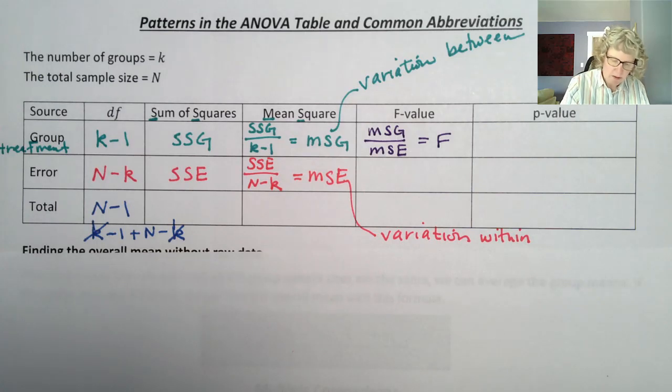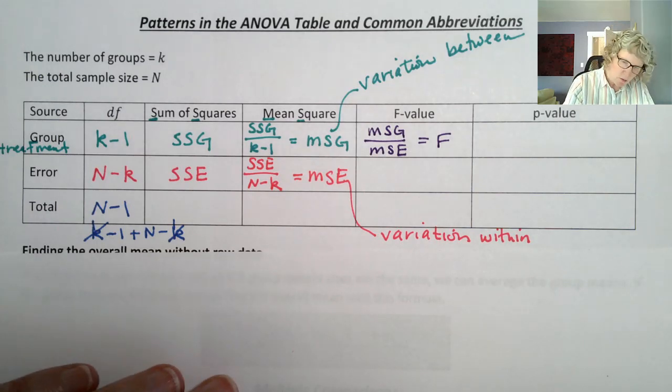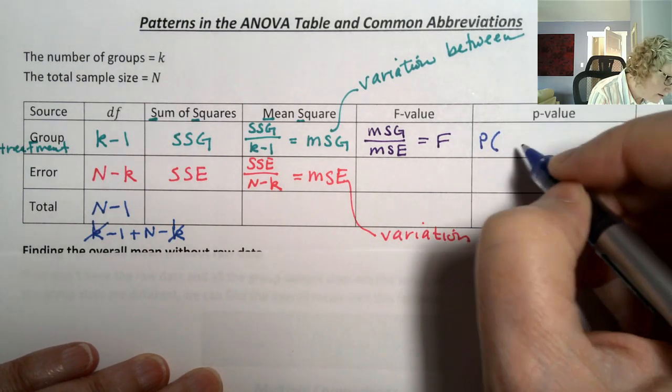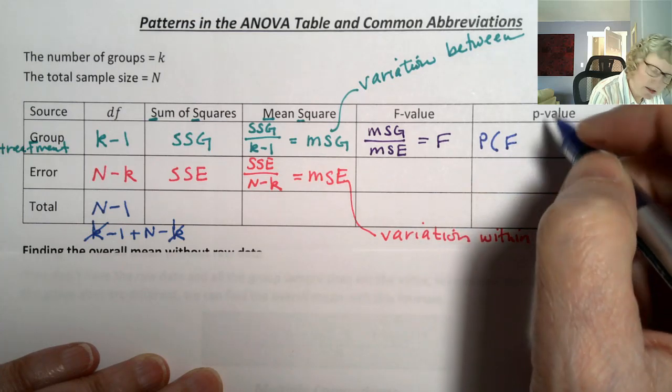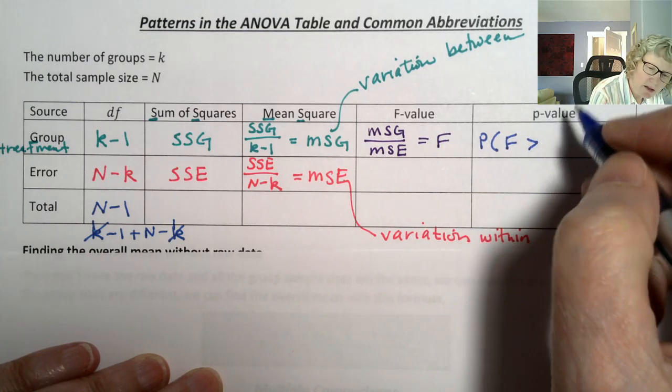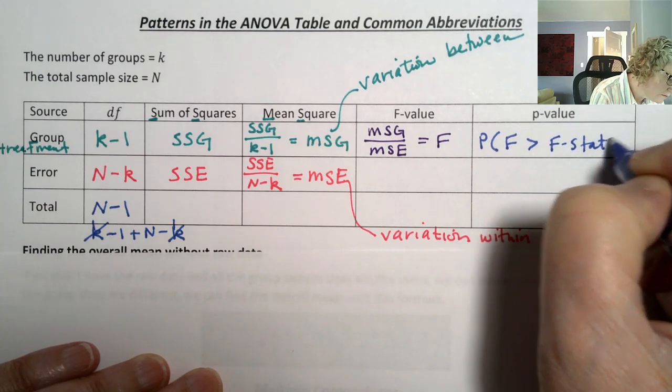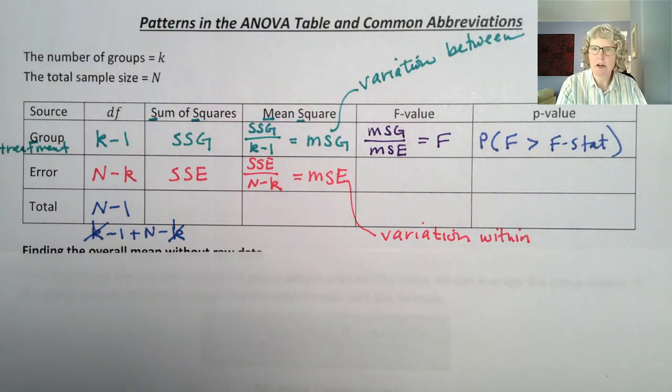And lastly, we found the p-value, which always is a probability, right? The probability that our F statistic, or just F, is greater than the number we got. We'll plug in our F value there. Maybe I should have reversed those two, I don't know.